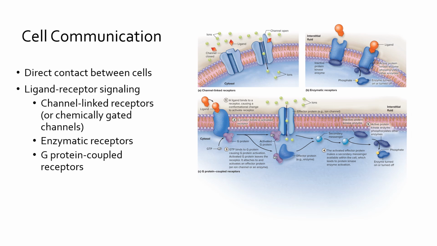Cellular communication via the plasma membrane involves both direct cell contact and ligand receptor signaling. Direct contact is crucial for immune function and cellular repair, while ligand receptor interactions facilitate a wide range of cellular responses through different types of receptors.